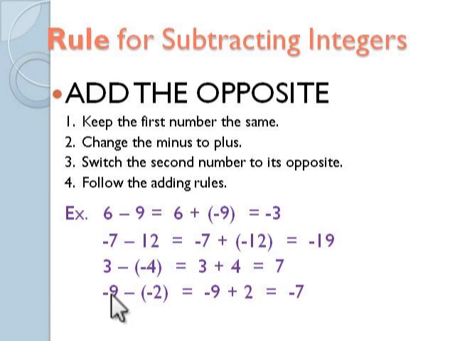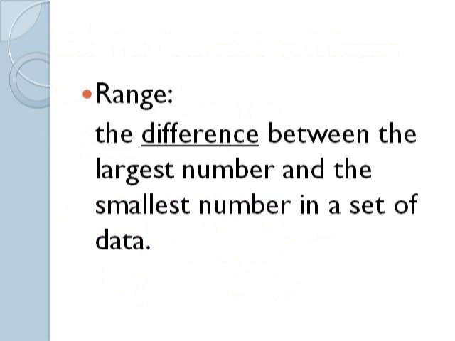And here's our fourth example. Keep the first number the same. Change the sign. Opposite number. So we're going to add the opposite. That's where that rule comes from, add the opposite. So negative 2 becomes a positive 2. Now our rule for adding, opposite signs we don't add. So 9 minus 2 is 7. Negative 9 is farther from 0. It's negative. Answer's negative.